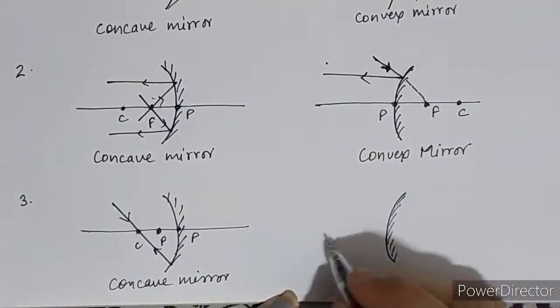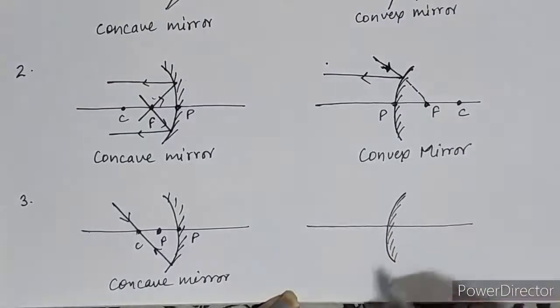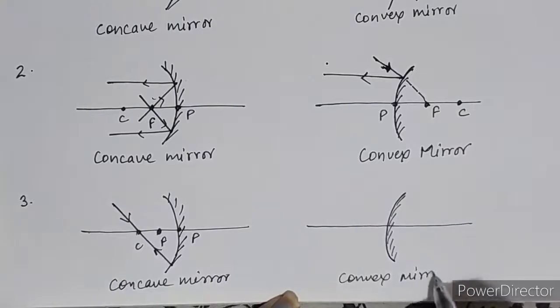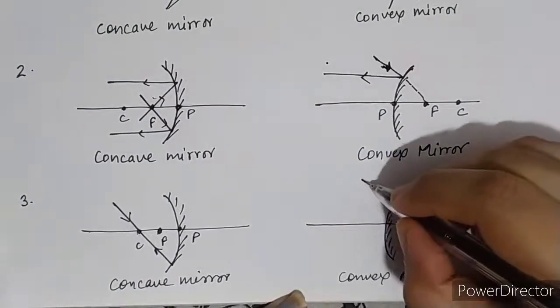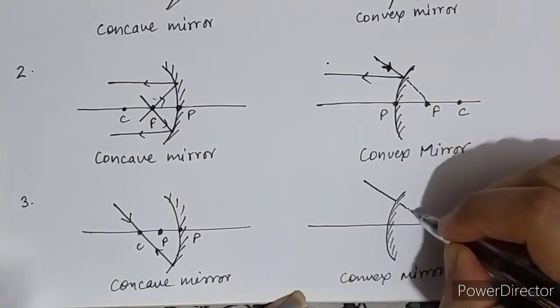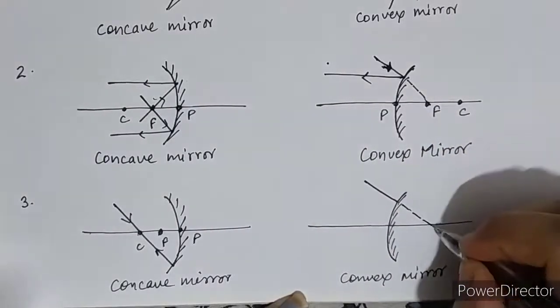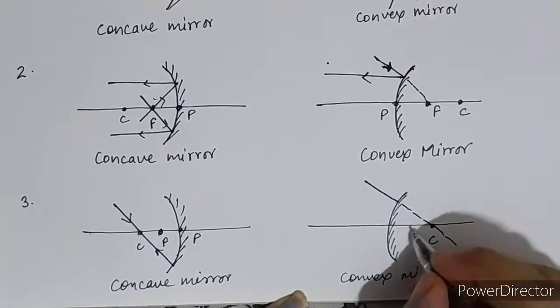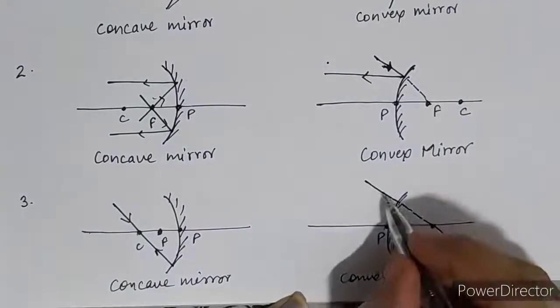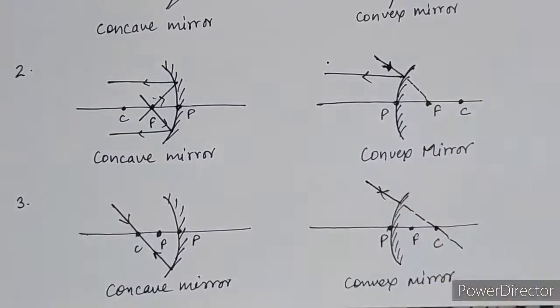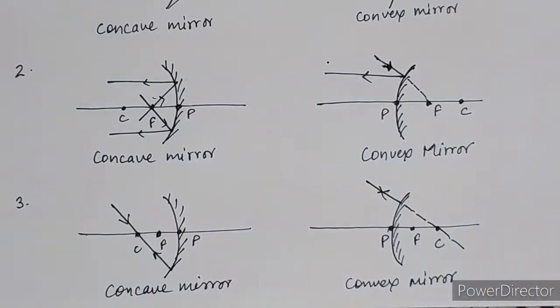Similarly in the convex mirror as well, polished, principal axis, convex mirror. So here like this. The center of curvature, focus and pole, the rays pass through the same path and return back on the same path. Clear? So, three rules we have studied.